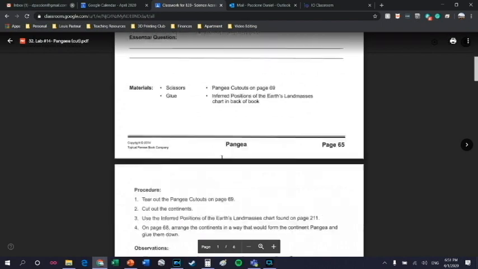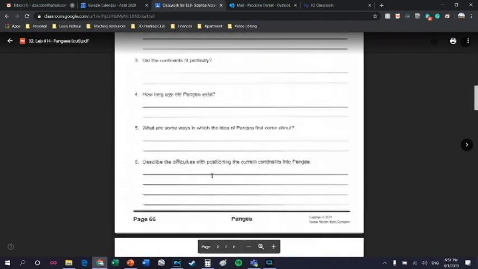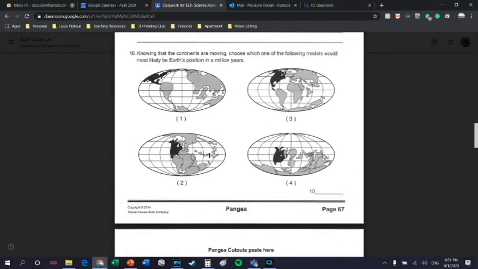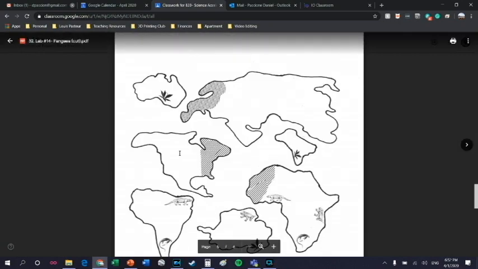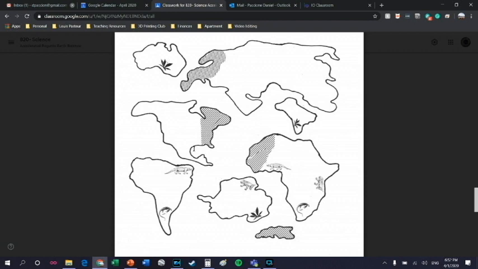And that's really it. There's going to be a Google form where you're going to fill these questions out. And when you have your final Pangaea, I'm going to ask you to take a picture of it, and you're going to upload it right into the Google form, and you'll be good to go.